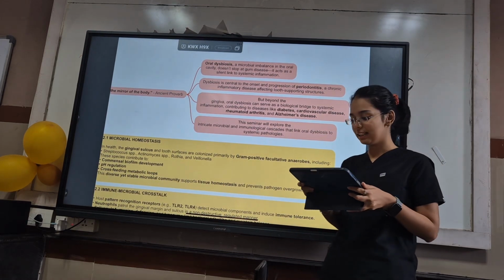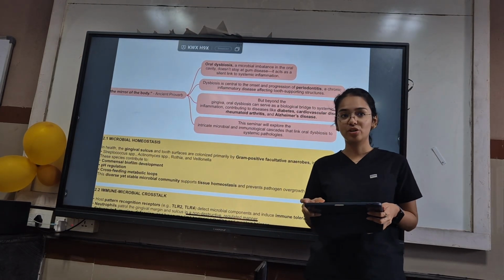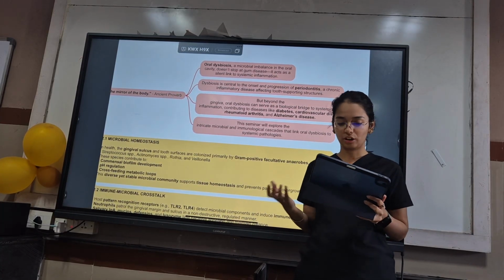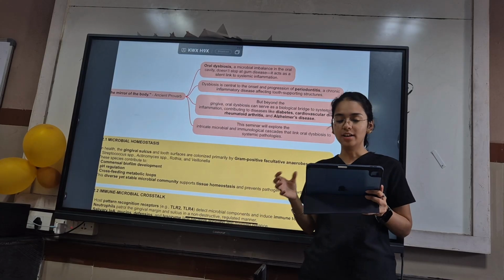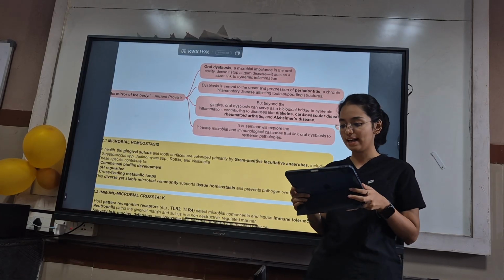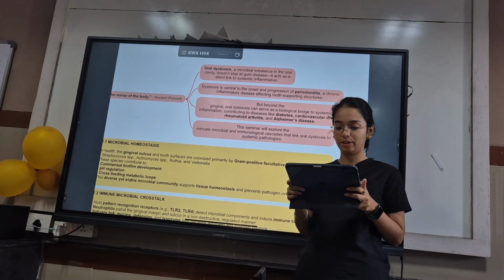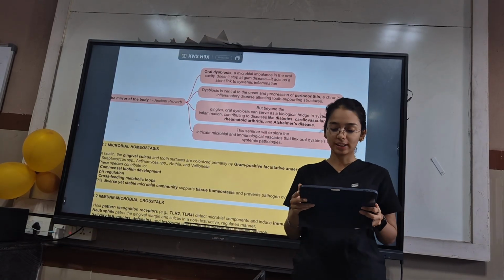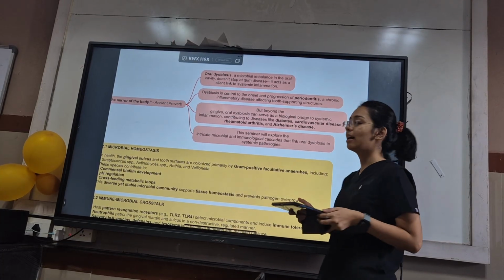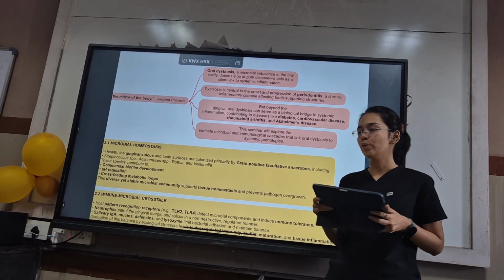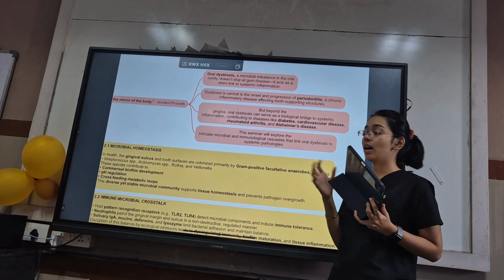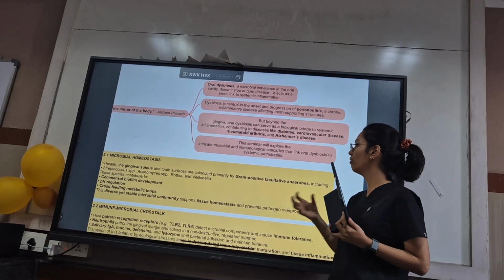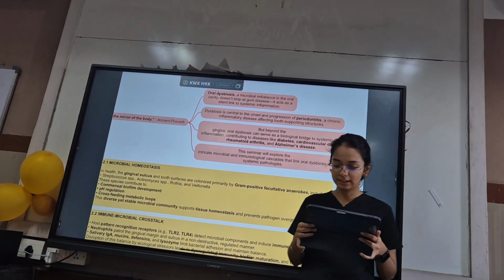Dysbiosis is central to the onset and progression of periodontitis, which is a chronic inflammatory disease which affects the tooth supporting structures. But beyond the gingiva, this oral dysbiosis can serve as a biological bridge to systemic inflammation, which contributes to many systemic diseases like diabetes, cardiovascular diseases, rheumatoid arthritis, and Alzheimer's disease. In this seminar, we will be seeing how the intricate microbial and immunological cascades link oral dysbiosis to systemic pathology.